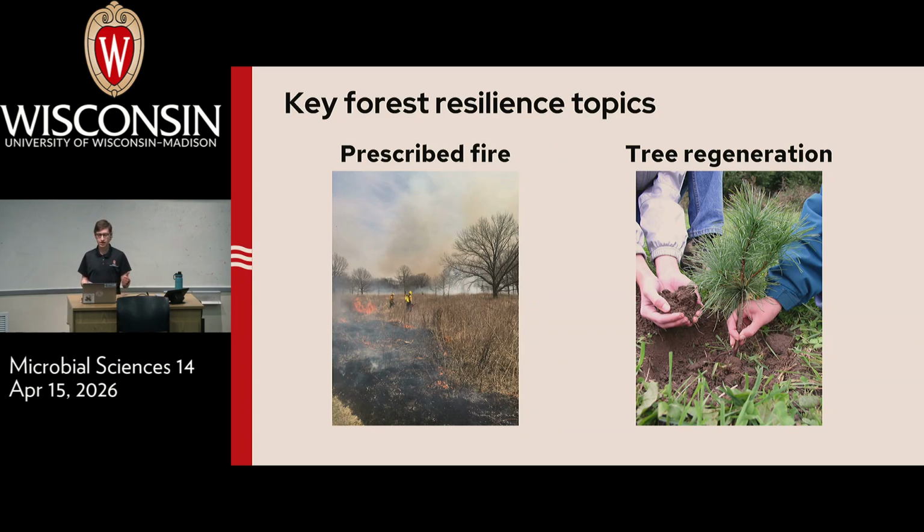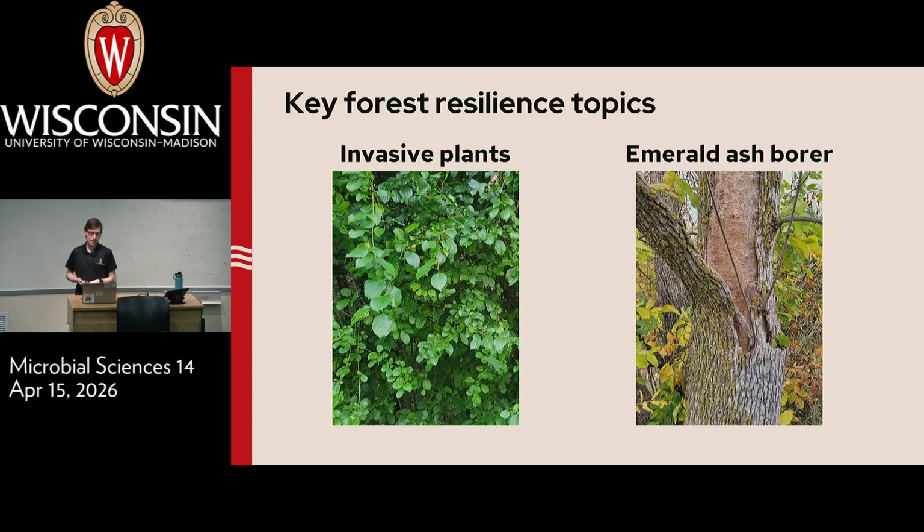So prescribed fire, so why our ecosystems need prescribed fire and how to actually do it. Tree regeneration, which is a jargony term for growing young trees in a forest. So this includes things like planting trees, but also creating the conditions naturally for young trees to be able to survive, dealing with the impacts of deer, that sort of thing. Managing invasive plants to keep an ecosystem in balance. That's a huge issue right now across the whole continent.